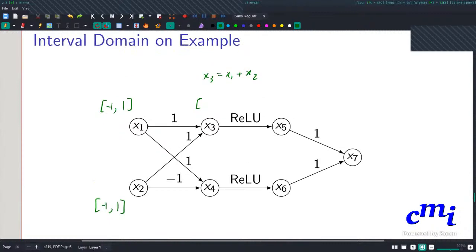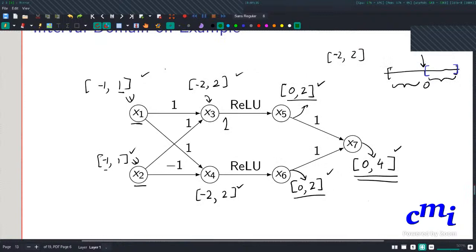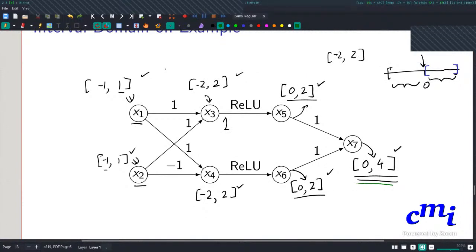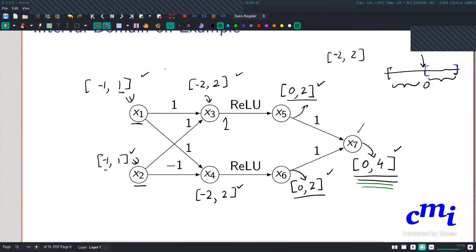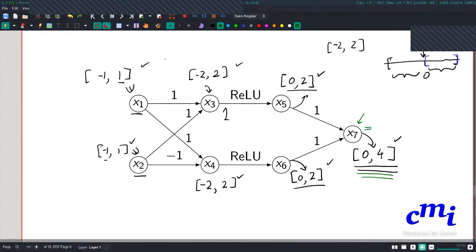All right. The last time, the interval that we got is 0, 4, and I asked people to check if this is precise. Can you tell me, was this a precise interval? Is there actually some value of x7 that is in 0, 4 but that the network can't achieve? No. Are you sure? There is. Let's think about the value x7 equal to 4.